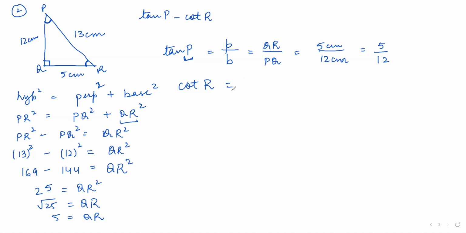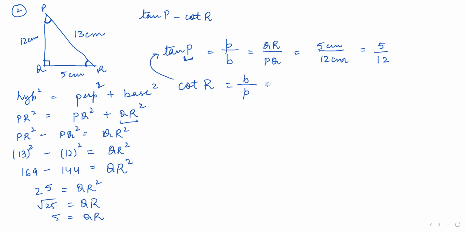Yeah, the last one. Look at the last one in the table. B by P. Base by perpendicular. Cot is actually inverse of tan, right? So tan is perpendicular by base. This is base by perpendicular.